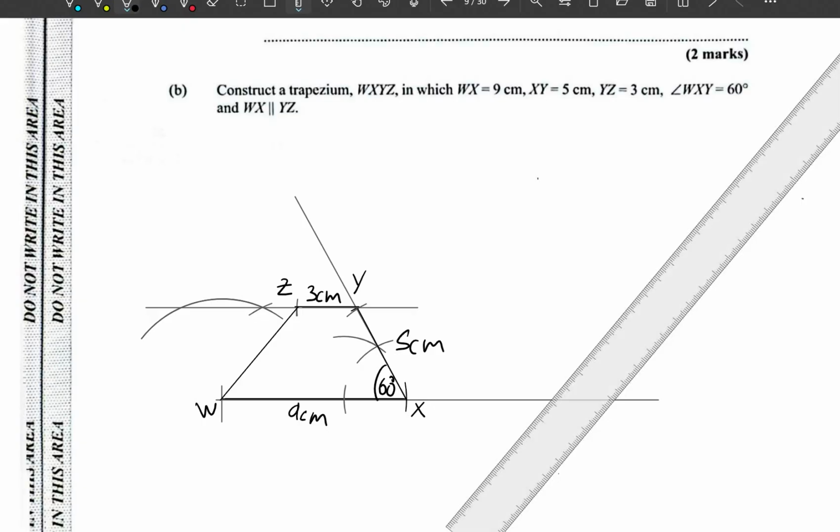Okay, so that would be the construction. Of course, we indicate that these 2 lines are going to be parallel lines by drawing in these 2 arrows.